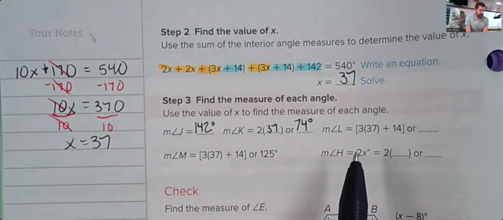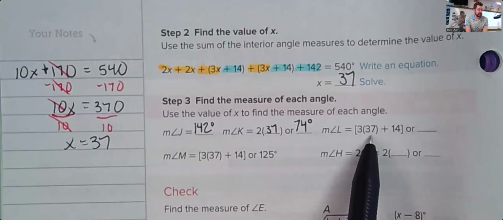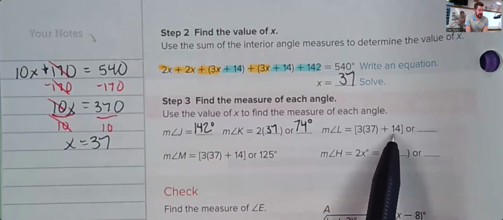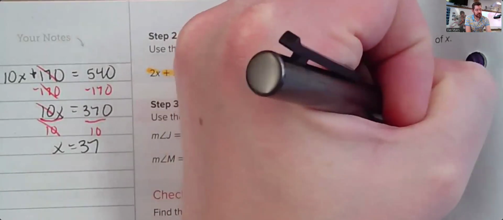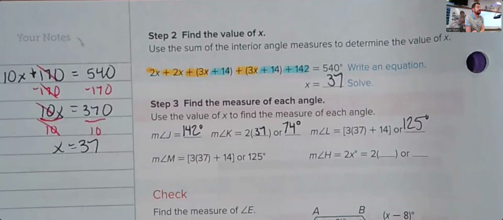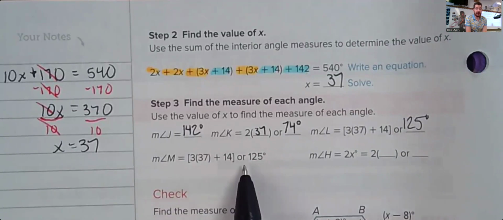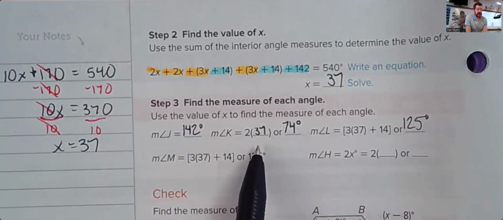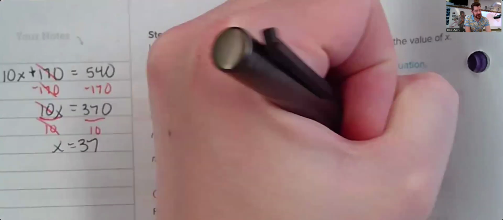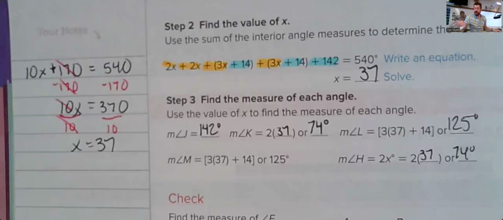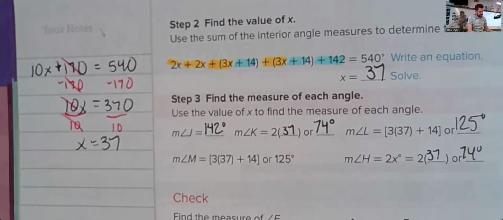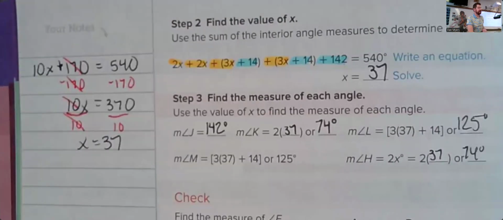L is equal to 3 times x, or 3 times 37 plus 14. How many degrees is that? 125. All right. So let's keep going. The measure of angle M, it tells us right here, 125, which makes sense because M and L were the same thing. And then the last one, H is the same as K, which is 2 times 37, which is another 74-degree angle. So what is a good way for us to make sure that we have this correct?